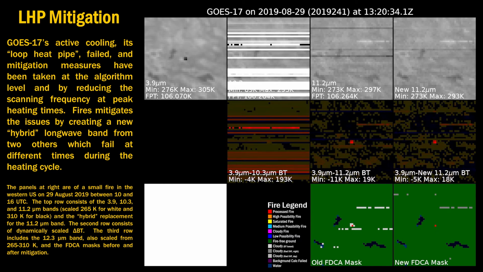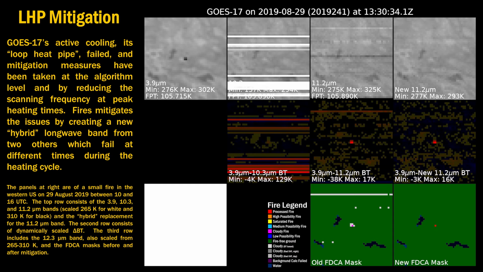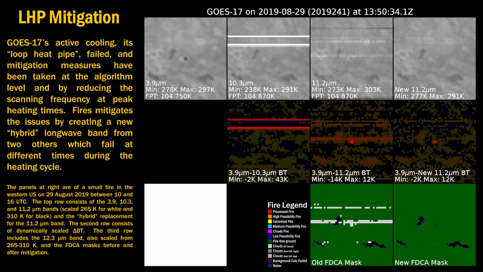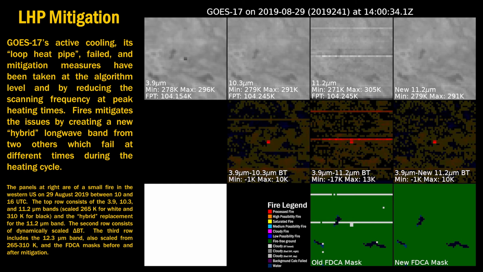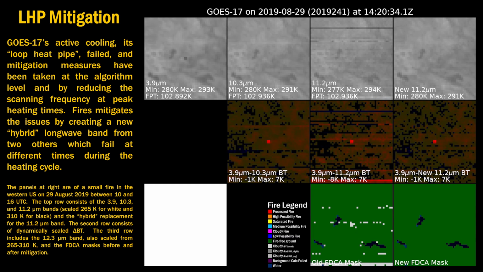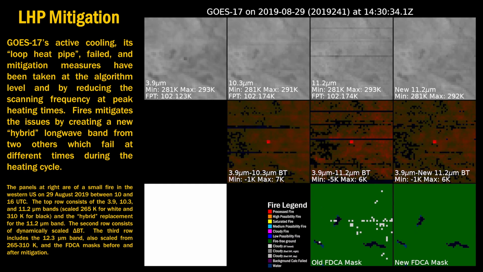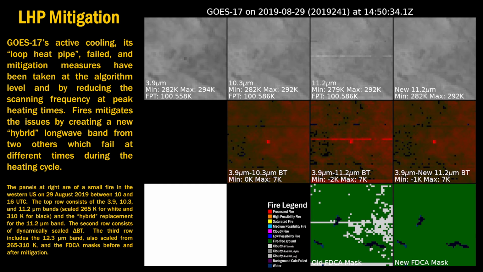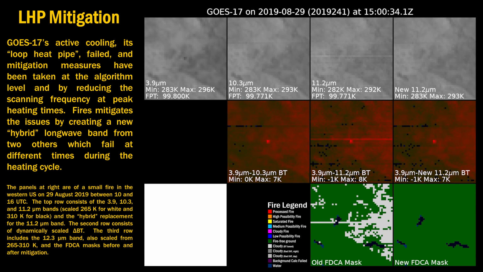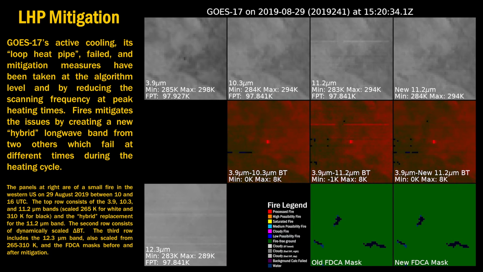In order to create the hybrid band, the algorithm takes the radiance difference in 3.9 micron space for both of those bands and selects the pixel that has the smallest difference to the 3.9 micron band. The purpose of this is to reduce the noise as much as possible. It does reduce the scientific fidelity of the data. However, the goal was to retain as much fire detection capability as possible during this period of night over the western U.S.